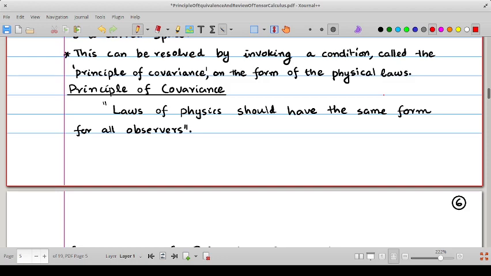Obviously, such a statement of the physical law should be written as a tensor equation, and at best it can involve only the metric tensor corresponding to the space-time involved, and its derivatives.